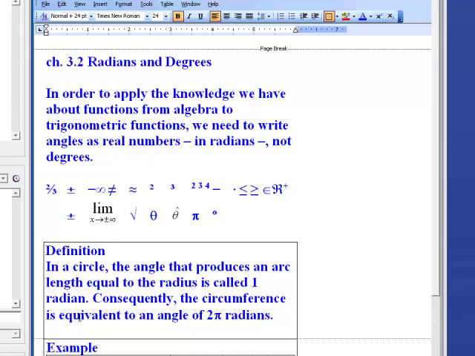Consequently, the circumference is equivalent to an angle of 2 pi radians. And we know from that the circumference equals 2 pi times the radius. If the radius, of course, is 1, then we come up with a circumference of 2 pi. And the radians are expressed in the same manner. So once around a circle would be 2 pi radians, and any kind of degree in between would be a fraction of that.